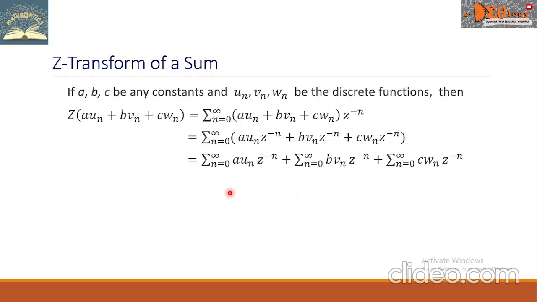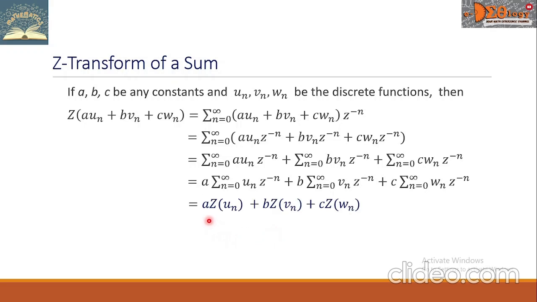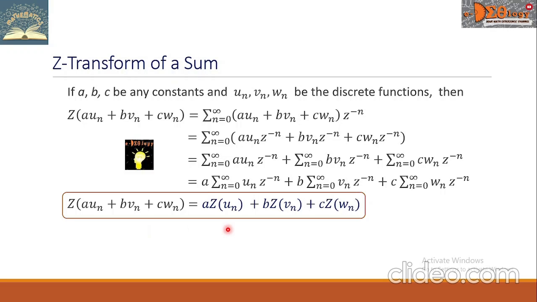From the beginning, we said that the values A, B, and C are constants. So we can move this in front of the summation respectively. From here, we can see that by definition, it is like A times the Z transform of U sub n plus B times Z transform of the quantity V sub n plus C times the Z transform of the function W sub n. This is our working formula.